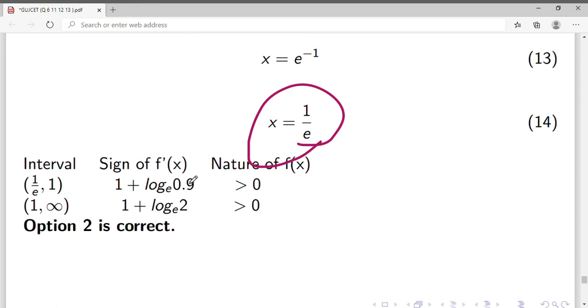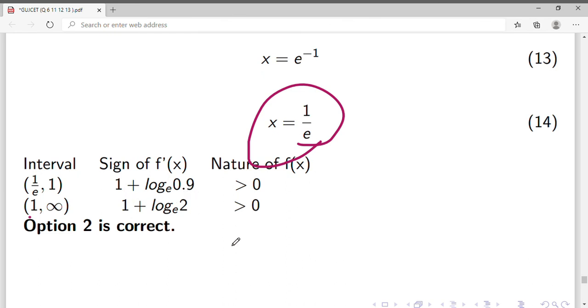So the first interval we consider is 1 upon e to 1, because the point 1 is not included. That's why here we have to take the break. So 1 upon e to 1, and the second interval is 1 to infinity. Now we have to check the sign of f dash x. So check the sign in this interval. Here we consider the point 0.9. The point 0.9 is very near to 1, so we take f dash x equal to 1 plus log 0.9.